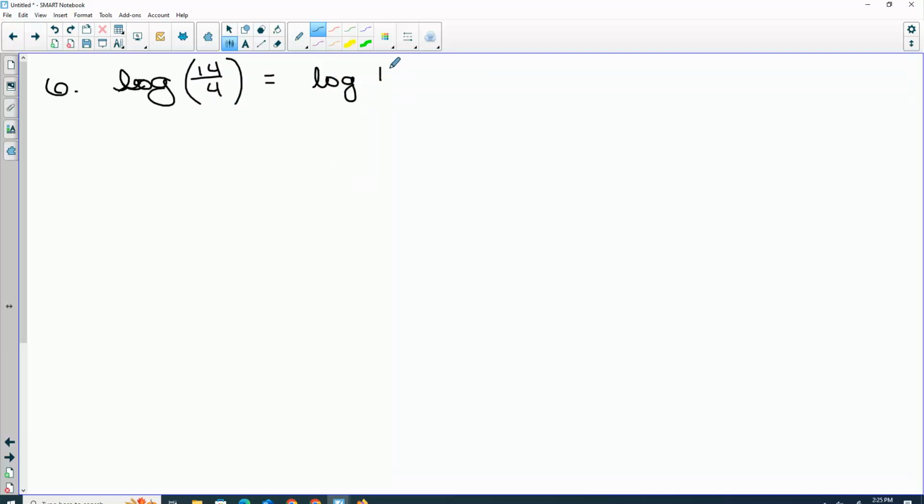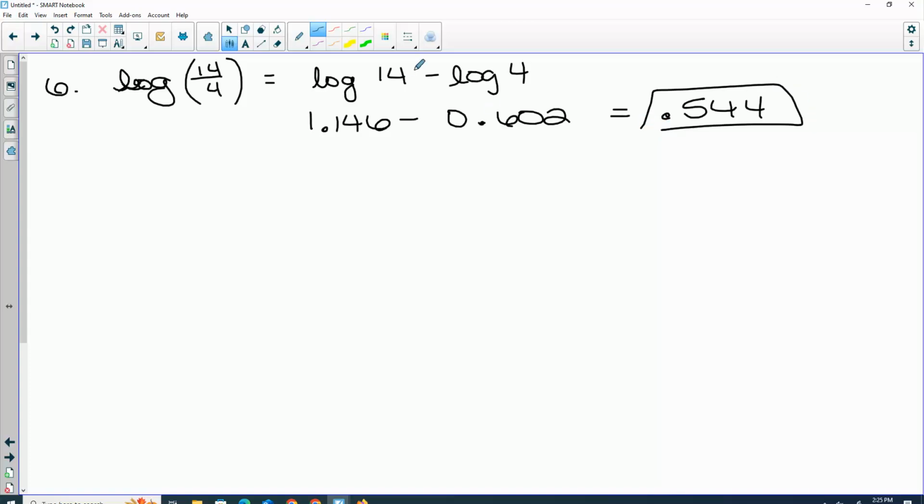So this is the log of 14 minus the log of 4. Okay, then when I look back, the log of 14 is 1.146. I gave you that decimal. Minus the log of 4, 0.602. So if we subtract those, we get 0.544. So I'm expecting you to show me this step so that I know you understand the property and you applied it.